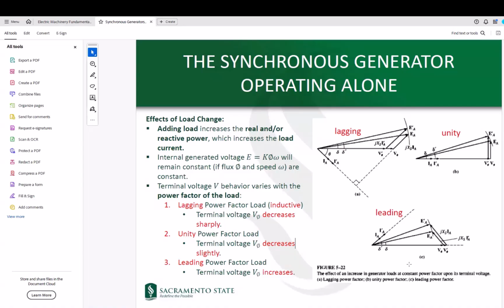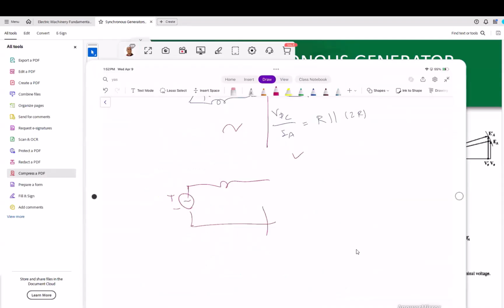Why is that happening? That's due to the fact that under leading power factor conditions, we are not consuming reactive power from the machine, but we are injecting reactive power into the machine. So that's a major difference between the two cases. Under leading power factor, you are injecting reactive power into the machine, and under these circumstances, your voltage increases. The terminal voltage will increase.